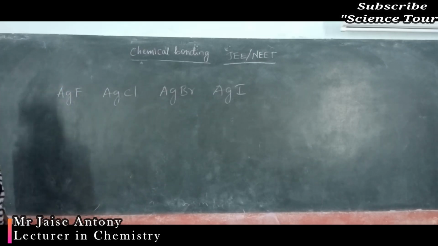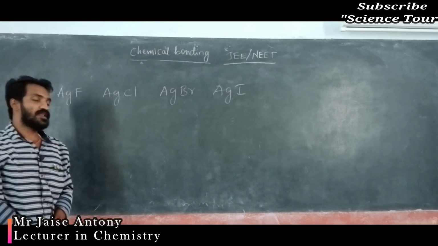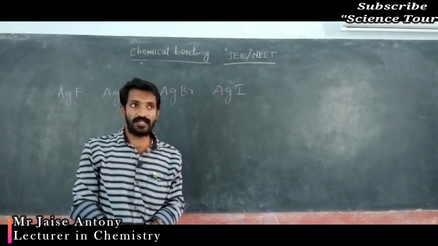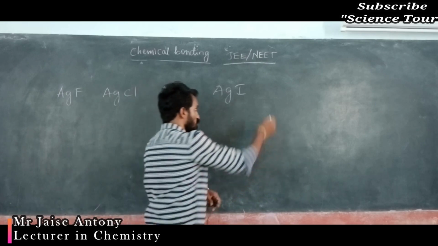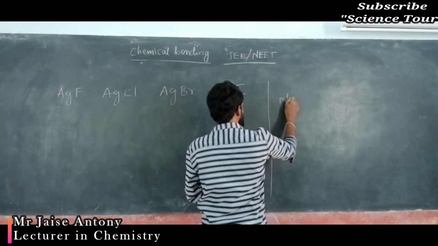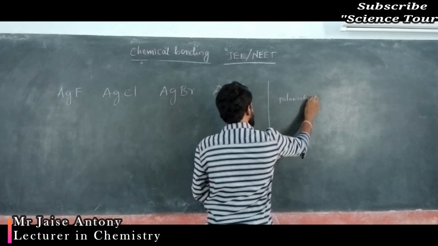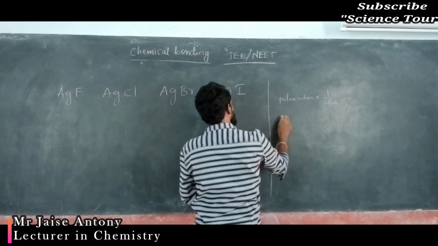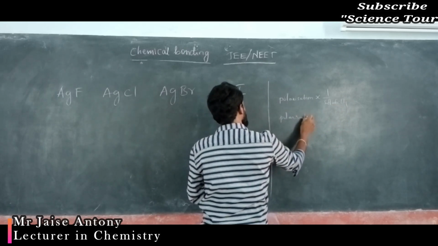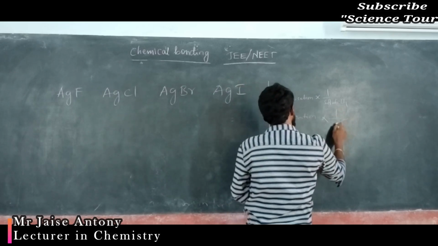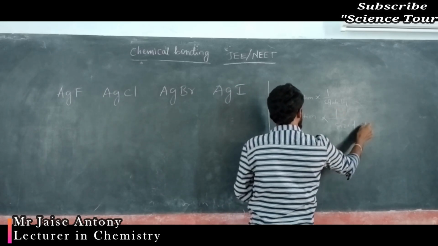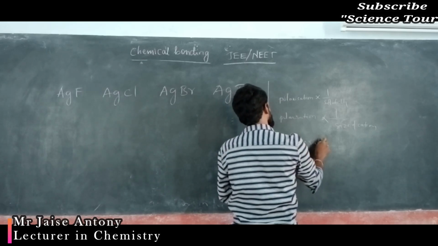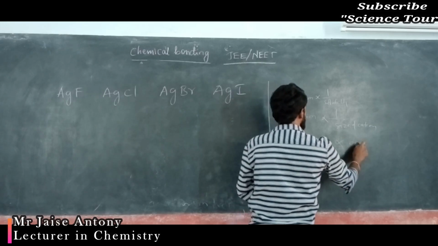Here are AgF, AgCl, AgBr, AgI. In this group, which one has the highest polarization, highest solubility, highest covalent nature? Two or three points I will write here. Polarization is inversely proportional to solubility, polarization is inversely proportional to the size of the cation, and polarization is directly proportional to covalent character.